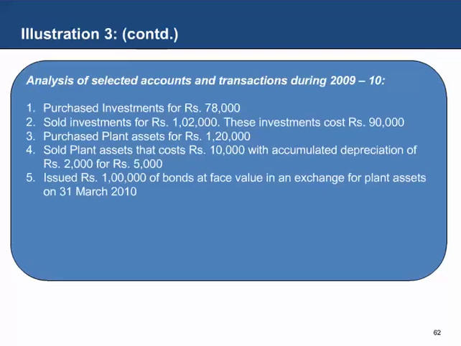Company had issued rupees 1 lakh of bonds at face value in exchange for plant assets on 31st March 2010. Now this adjustment, my friends, is very important. Why? Because this adjustment does not require any adjustment in your cash flow statement preparation. If you read it carefully, there is no cash inflow or outflow in this adjustment. It is just an exchange of bonds against the plant assets on 31st March 2010.